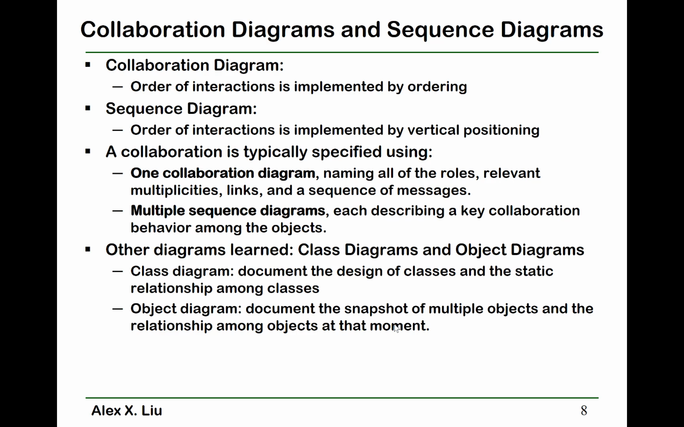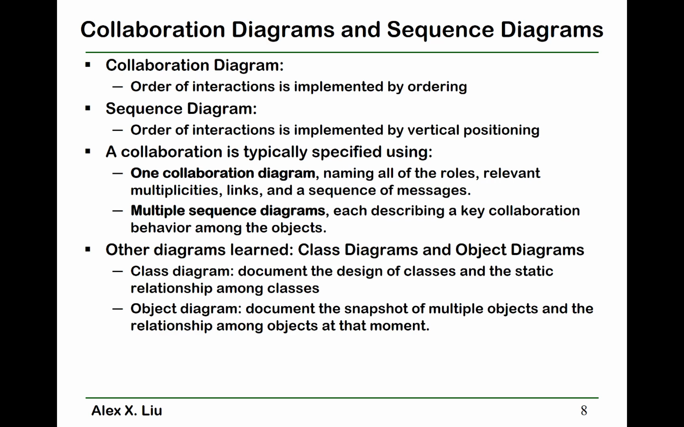And the collaboration is typically specified using one collaboration diagram, because this one focuses on the static relationship of those objects in terms of the collaboration. So the naming of all the roles and relative multiplicities, and links and sequence of messages, and so on. And then you may have multiple sequence diagrams, each describing one key collaboration behavior among the objects. So these are the things that you need to remember for the differences between collaboration diagrams and sequence diagrams.